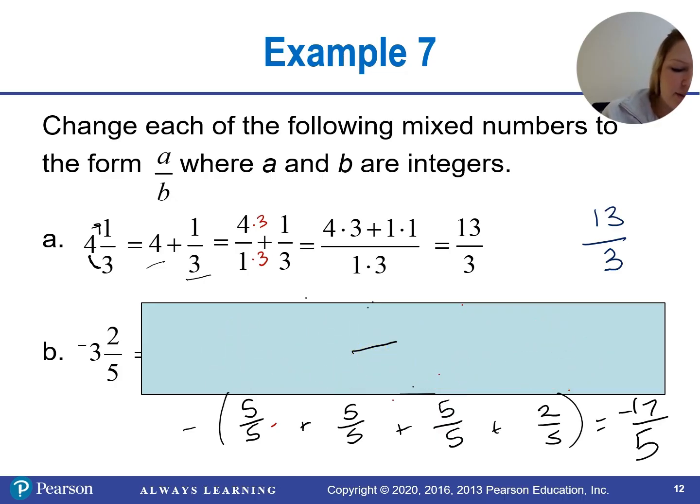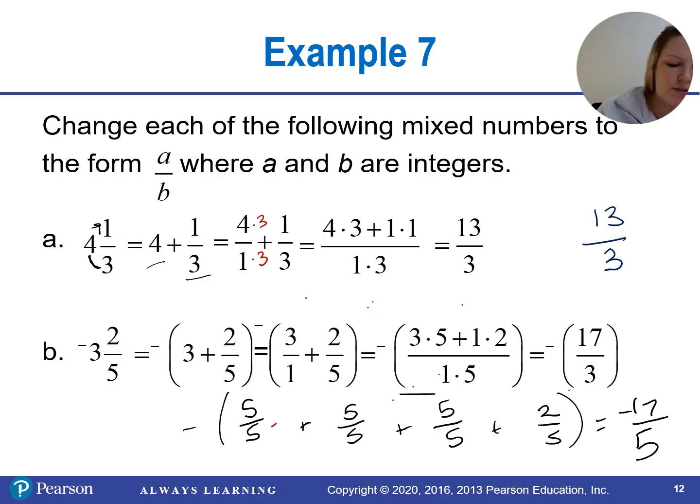If we think about negative 3 2/5, in the same way we split up 3 2/5, just pulling our negative out to the front, and then turning 3 over 1 into a fraction of fifths. So 15/5 plus 2/5 is 17/5, and then we consider our negative back again.